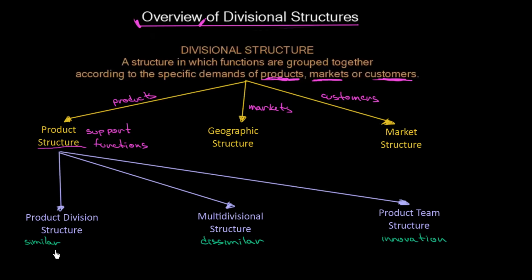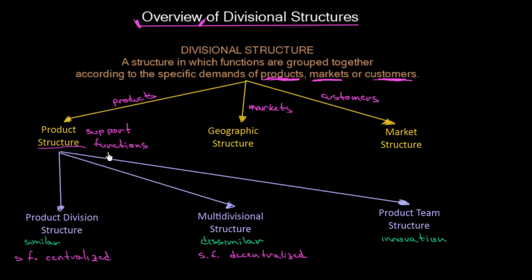Now, why is it so? Imagine that you have a lot of products, a large portfolio of products. All of them are similar, so you can have centralized support functions. Let's write it down and think about it for a second. Support functions are centralized, compared to the multi-divisional structure, where your products are dissimilar and your support functions are going to be decentralized. I will explain it in a second. Decentralized.